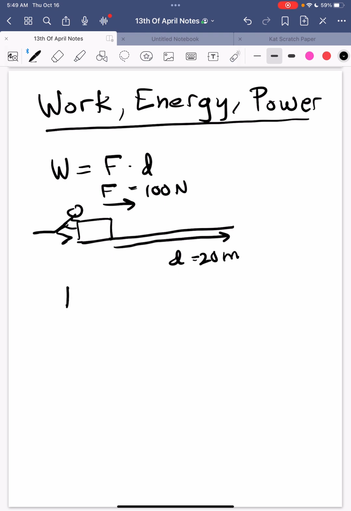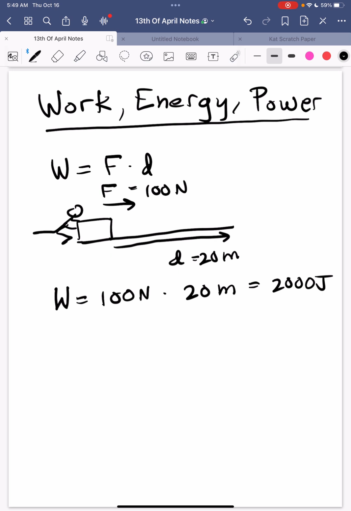So work is just going to be this force times this distance. So 100 newtons times 20 meters, and that's going to be 2,000 joules, which is a newton times a meter. So 2,000 joules. So that's what work is.